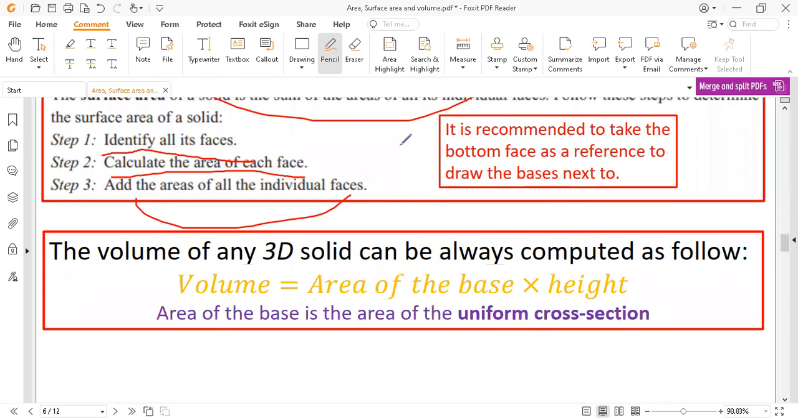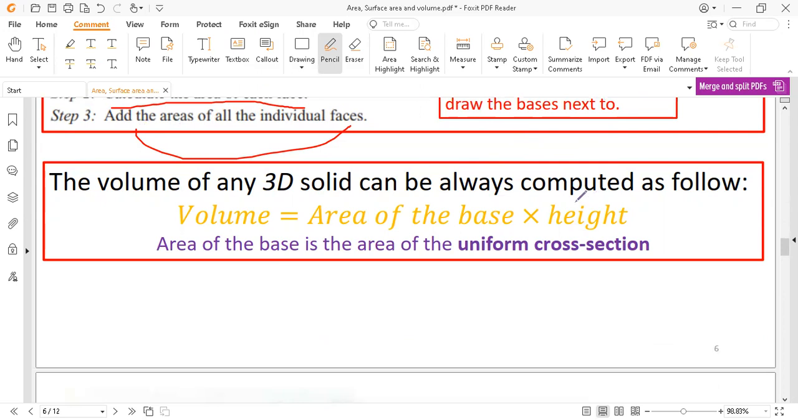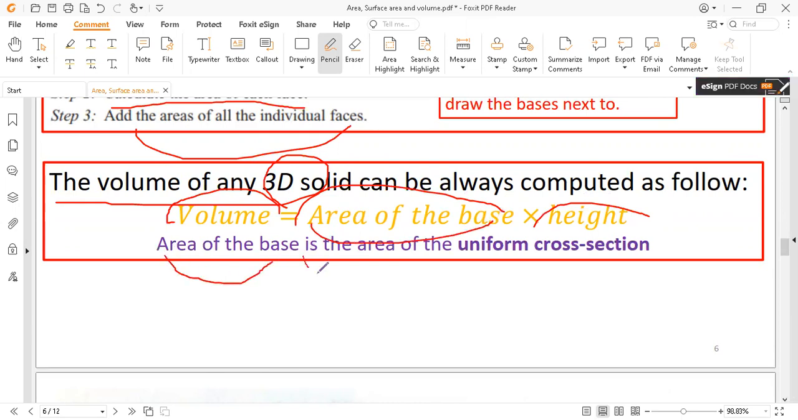It is always recommended to take the bottom face as reference to draw the bases next to. And what about the volume of any 3D solid? The volume is the area of the base by the height. Differently said, how to obtain the area of the base? The area of the base is the area of the uniform cross-section. We will explain it later.